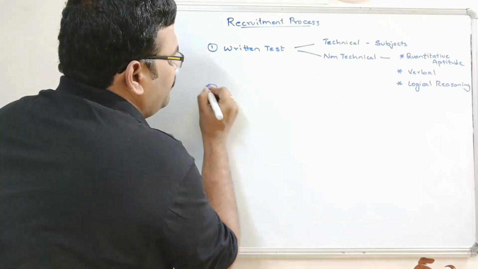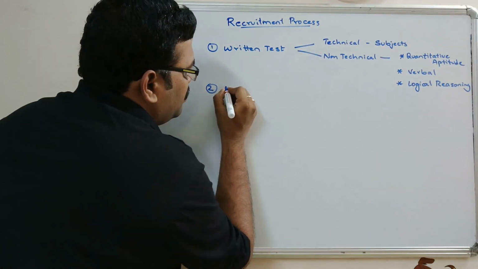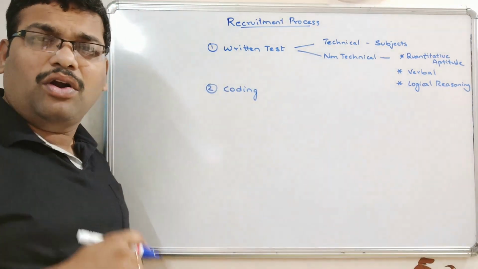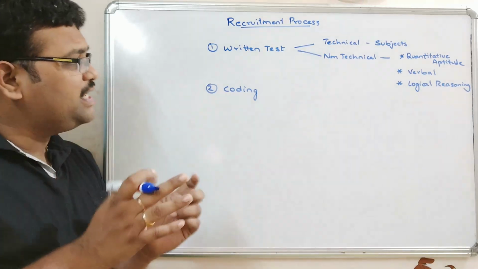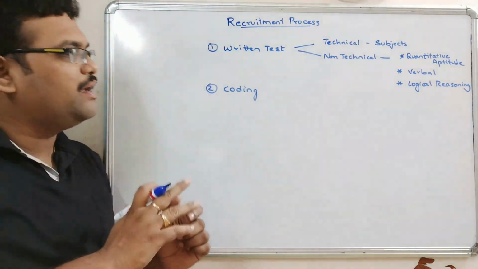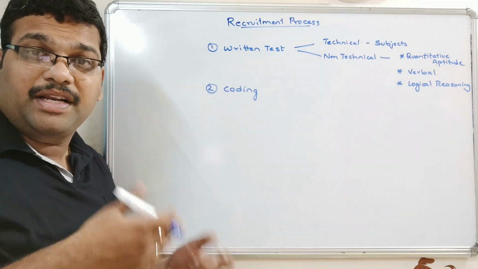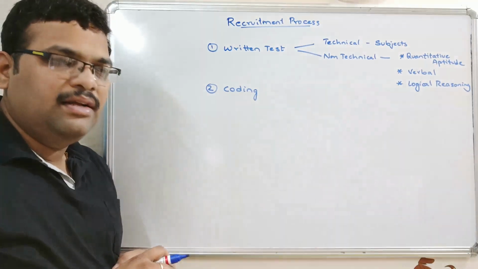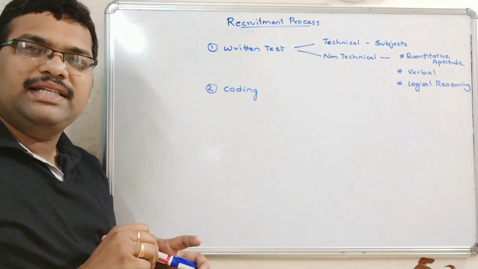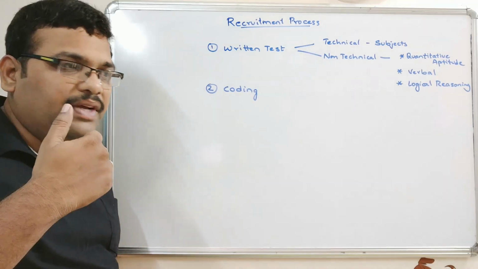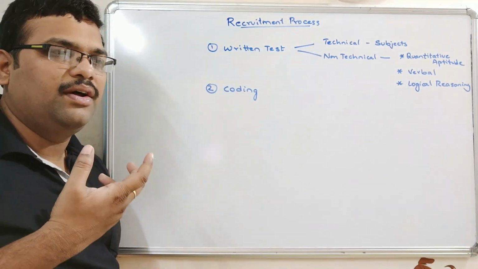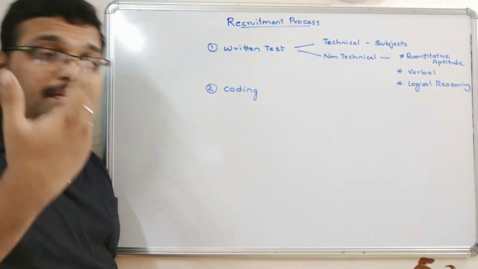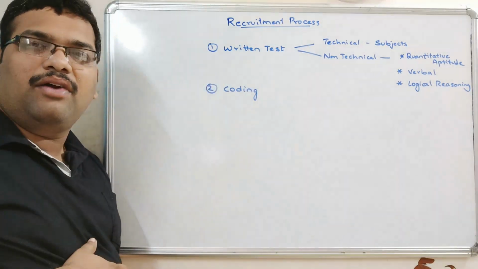The second round can be coding. Not only the second round, that depends upon the company. Basically, the first written test round will be technical, and then the coding round. Some companies can have this coding round as the first round. Coding round means nowadays the companies are assessing whether the students have programming skills and problem solving skills or not. So for that, the companies include this coding round.